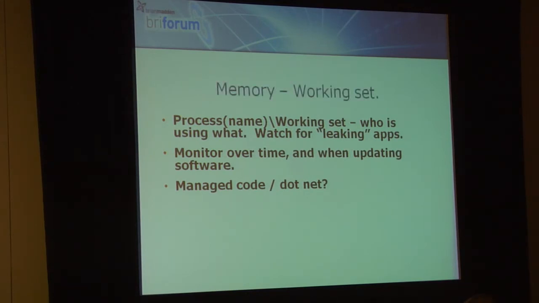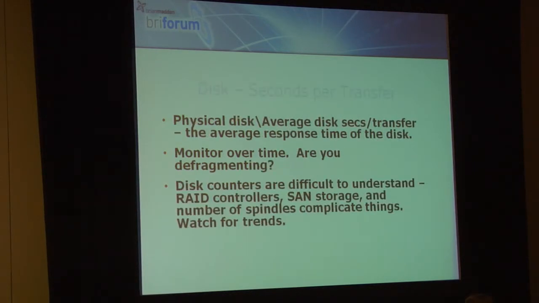Process name working set, that's who's using what. Watch for leaking apps, which is essentially the working set increasing over time. That can still be legitimate, but it's certainly a good indicator that you may have a problem. The whole managed code .NET garbage collection procedure is an entirely different conversation. If you get into that, that's some different stuff that needs to be discussed with your development team probably.